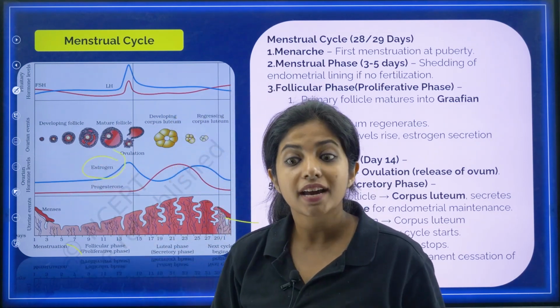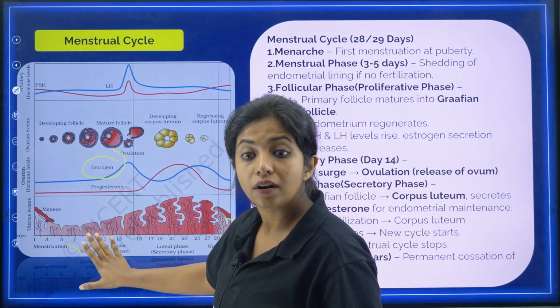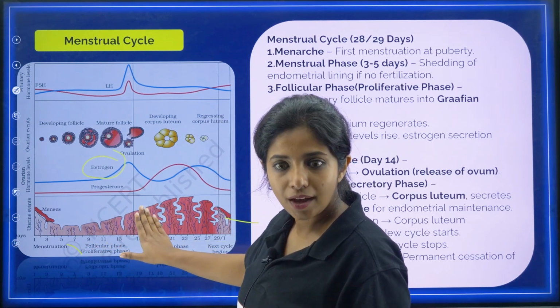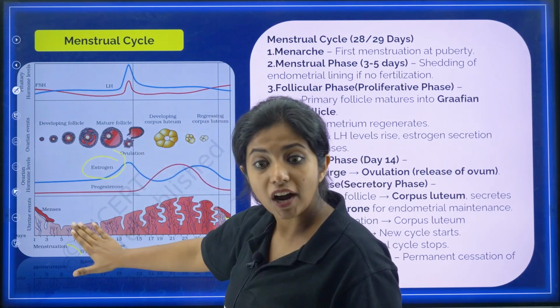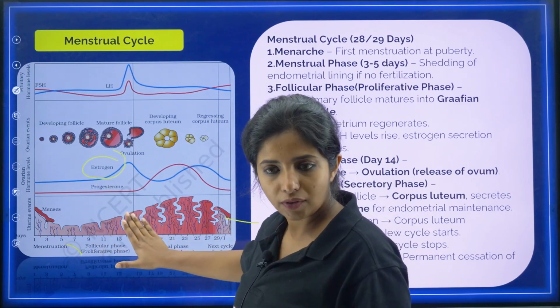They are going to release estrogen, my dear children. What does this estrogen do? This estrogen would help in the reformation of the endometrium. Obviously, if the egg is going to be released, again you have to reform the endometrium as well. So estrogen is the one that will help in the reformation of that.